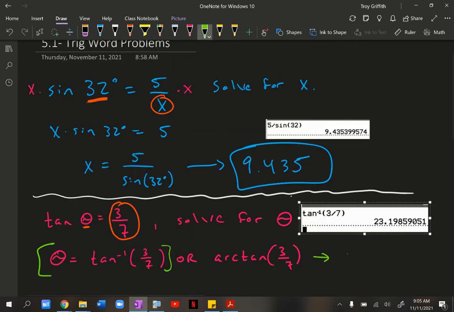So if I round to 3 decimals, this would be 23.195, which rounds up. So 8 goes to a 9. Now, we don't want to just write this because this is an angle, and this angle is in degrees. So there's my final answer for that. So, moral of the story, if you're trying to solve for a side length, you just use normal trig functions.